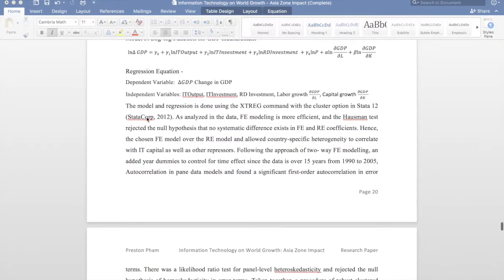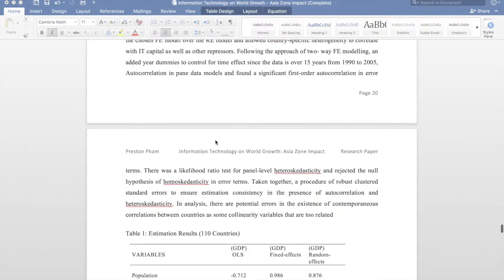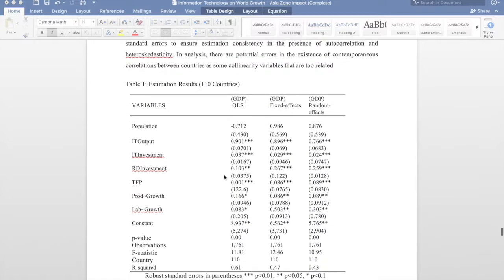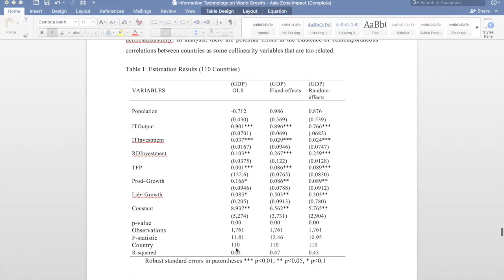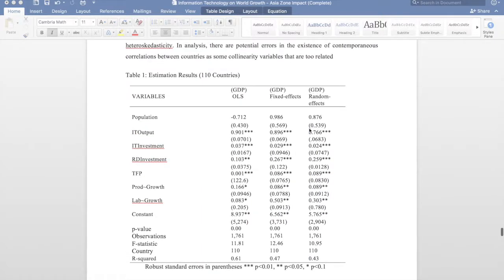Down here, I talk about the regression equations and which types of regressions I've done. And then these are the results. The first one I ran is just the basic reg command for OLS. Second, I did an xtreg with FE, fixed effects. And the last one I did was RE, random effects, on xtreg.